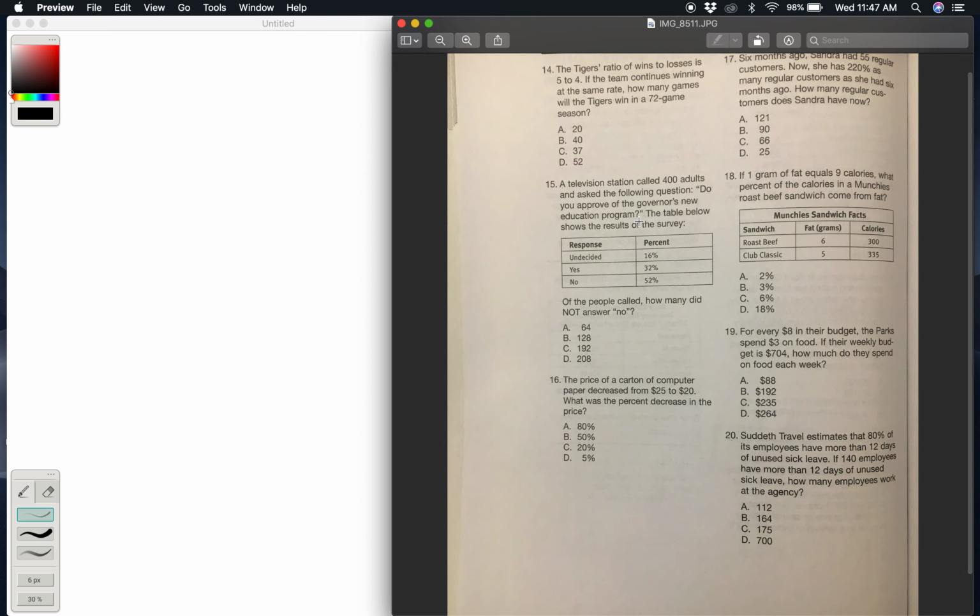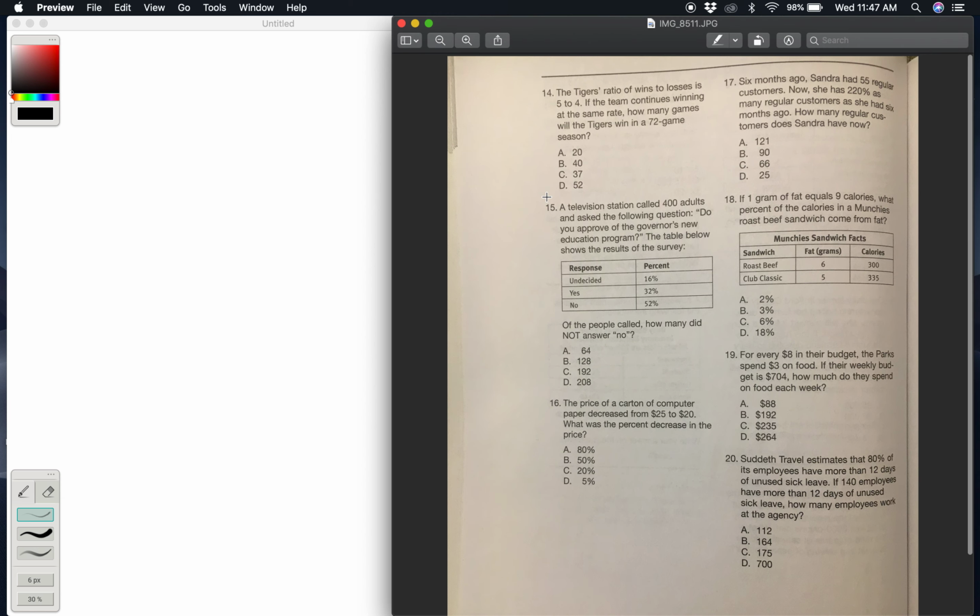Has to do with, I forget what it was, proportion, ratios, and percents, I think. I'll know when I write the description. Okay, so let's go ahead and get started here.